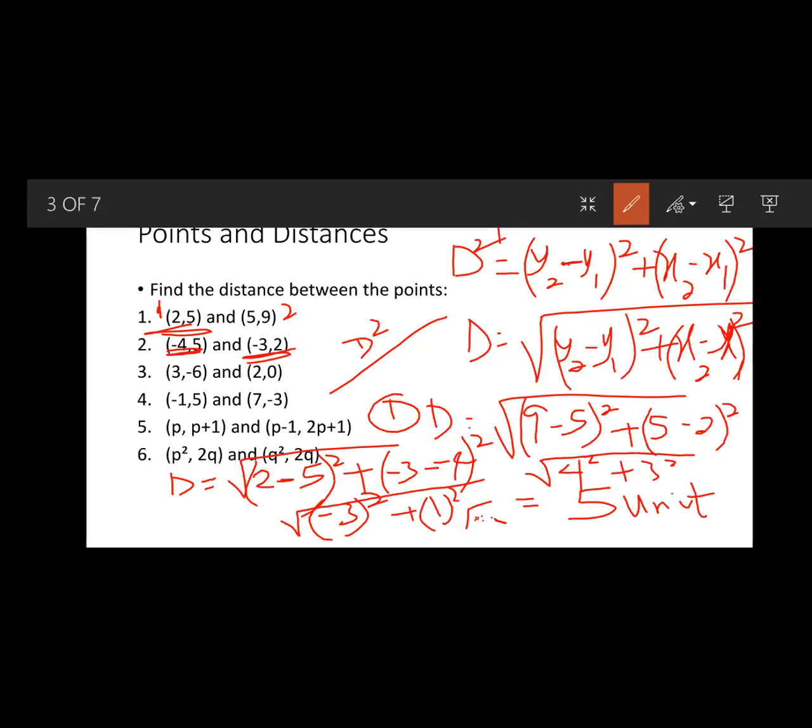Let me see if I can write it clearly like this. Okay, square root of 10. So that's the answer to that. Sorry, I can't write that 10 clearly. Yeah, square root of 10. So that's the answer to that. So you can do the rest.